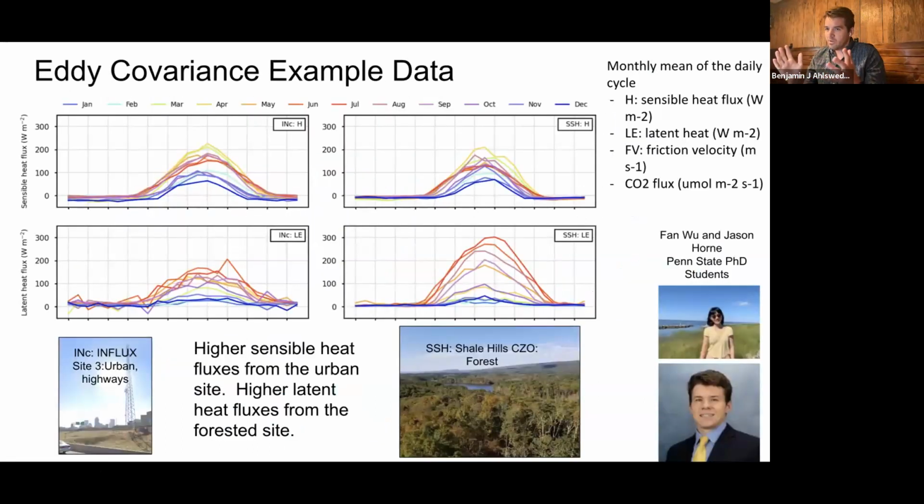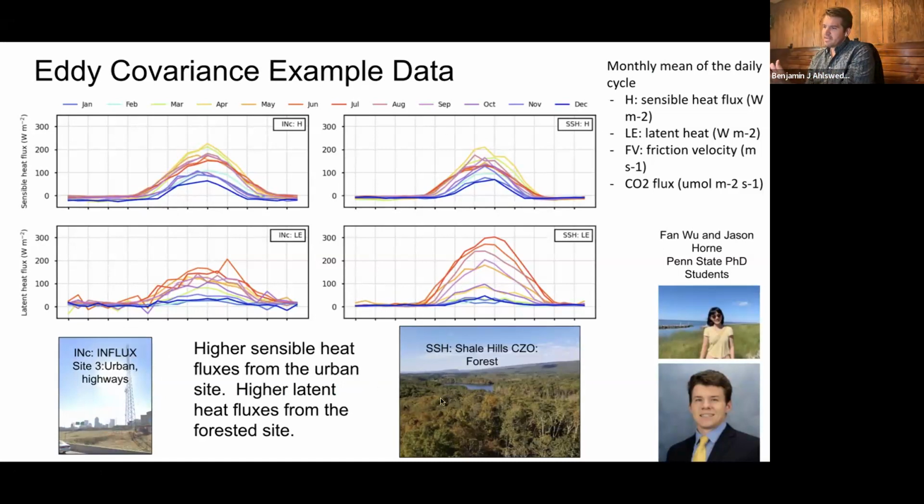So here's an example of some results from sites that we manage. On the left-hand side is INC, an Ameriflux site, and you can see a little picture of it there on the bottom left. This is an urban tower. That tower in the photo is where the instruments are actually mounted, and there's downtown Indianapolis in the background.